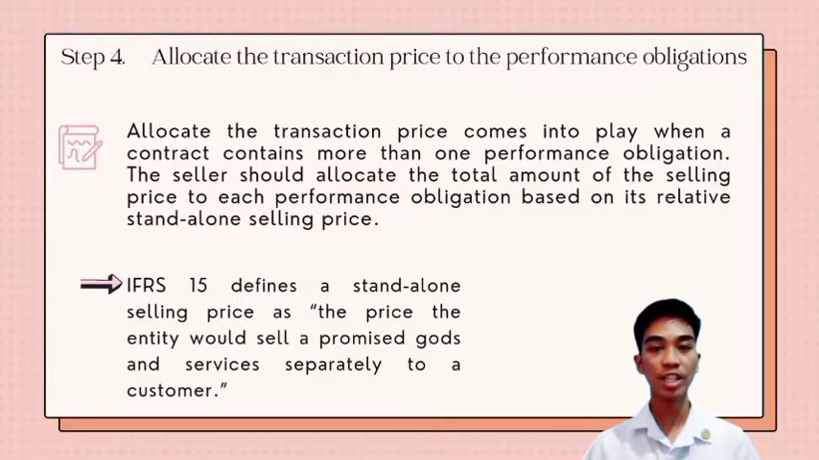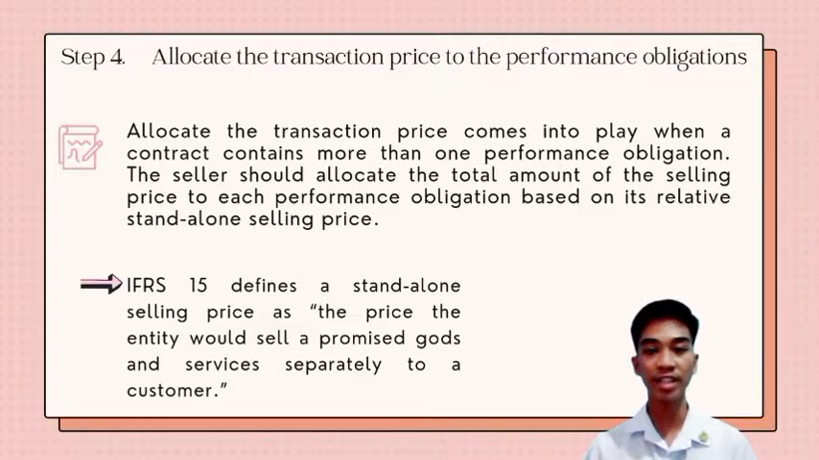And now, let's move on to step 4 in the revenue recognition model, which is the allocation of the transaction price to the performance obligations. Allocating the transaction price comes into play when a contract contains more than one performance obligation. The seller should allocate the amount of the selling price to each performance obligation based on its relative standalone selling price.